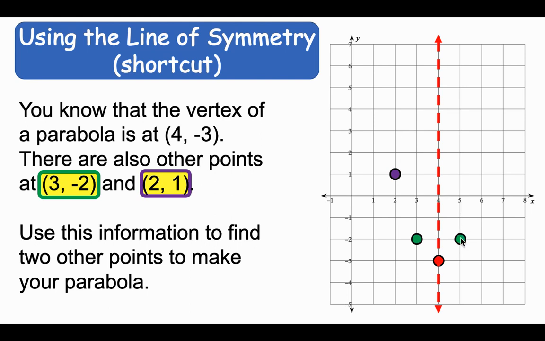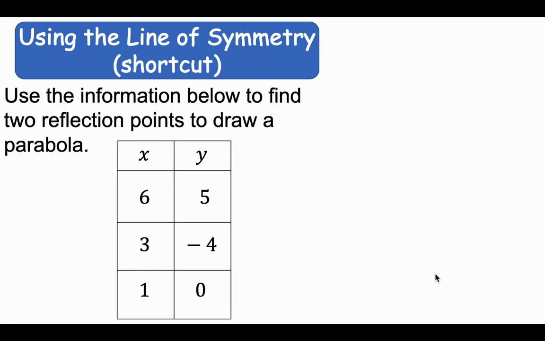That's 5, -2. I wasn't told that. I found that by reflecting over this line. Same thing here. This point over here is a reflection point. Okay, so when I say reflection point, that's what I'm talking about. Those points that you weren't given, but you can find by using the line of symmetry. Okay, so let's go back to that problem.